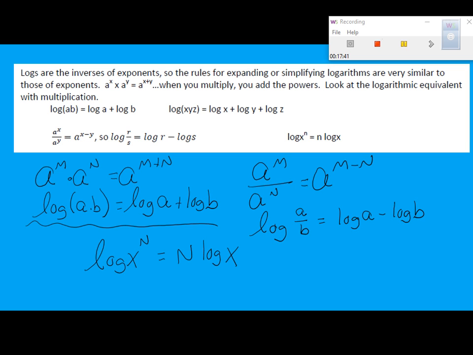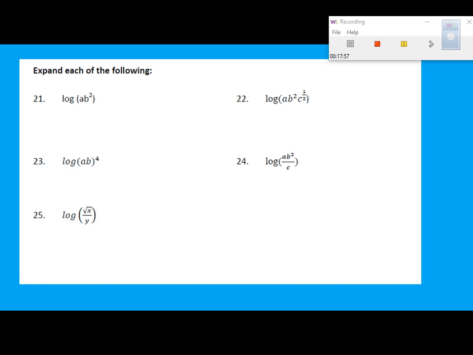They tie into our exponential rules. Same base, add your powers. Same base, but division statement, subtract your powers. Power, we can bring that down. So, here goes my 21 on.